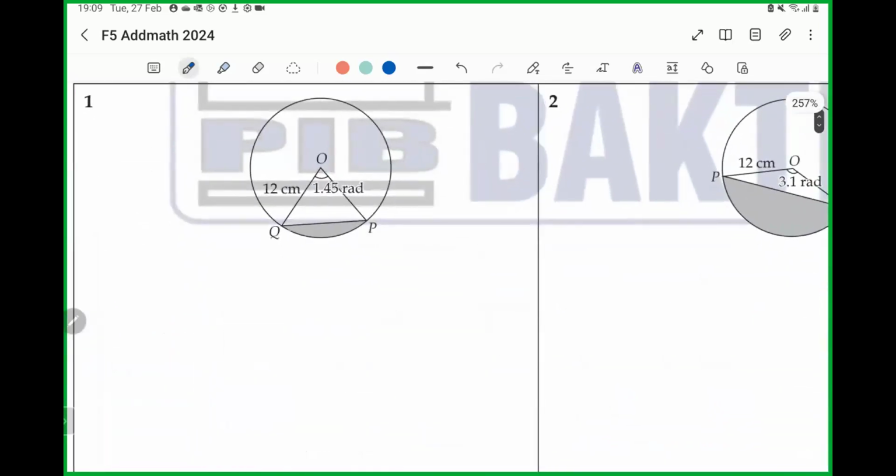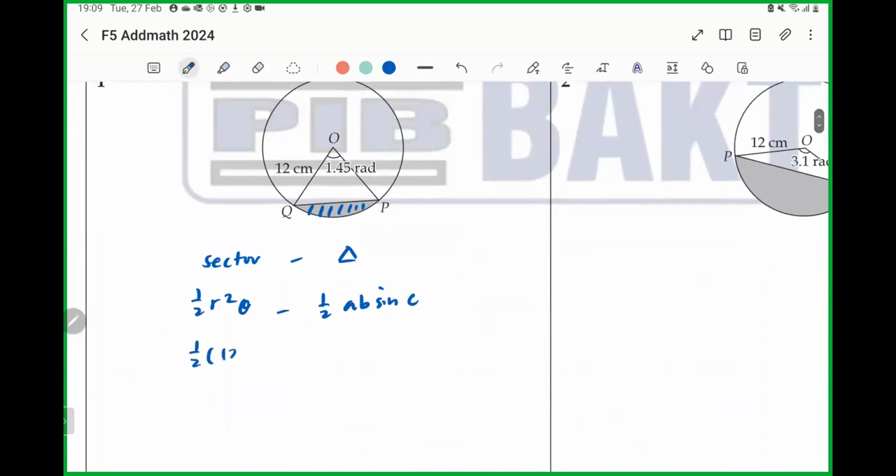First one here. If I want to find the shaded region here, the segment here, it is the sector minus the triangle, right? Sector minus the triangle. 1 over 2 r squared theta minus 1 over 2 AB sine C. So 1 over 2, r is 12 squared, theta is 1.45. This formula must use radian, so 1.45 here. Minus 1 over 2 A and B, which is 12, 12, and then sine of 1.45. Change the 1.45, 1.45 times 180 over pi, to degrees.